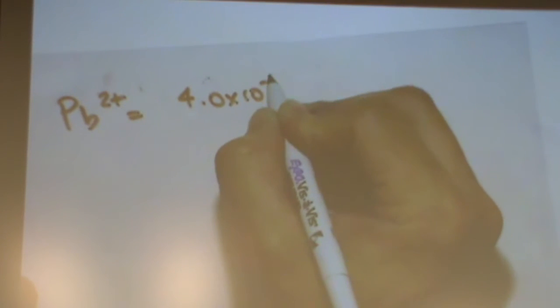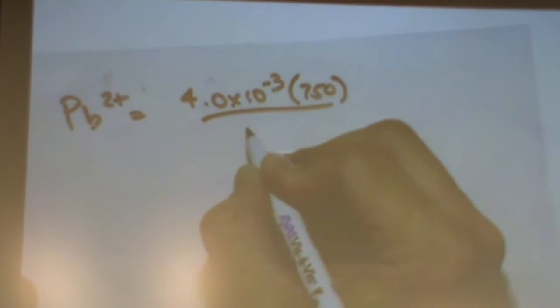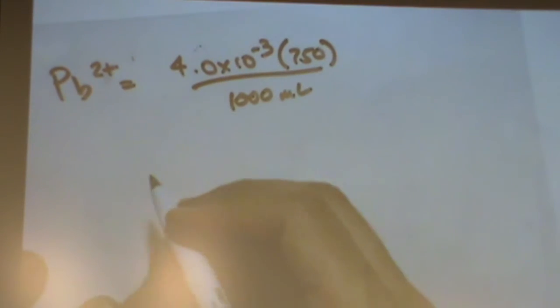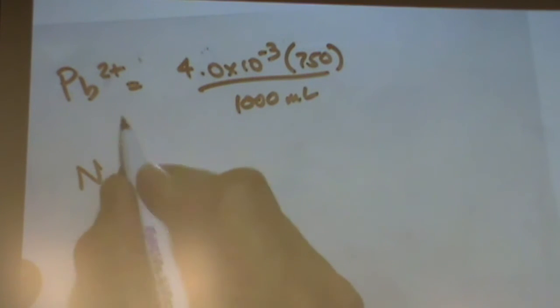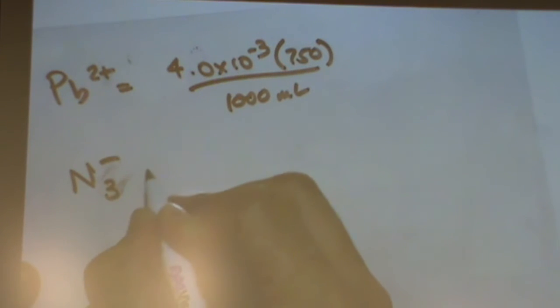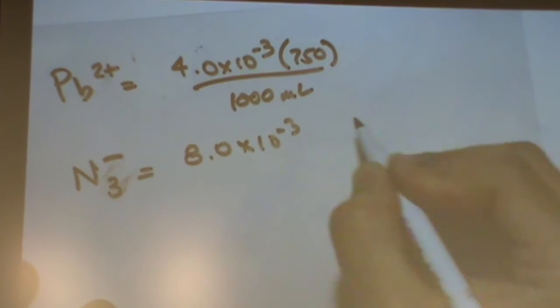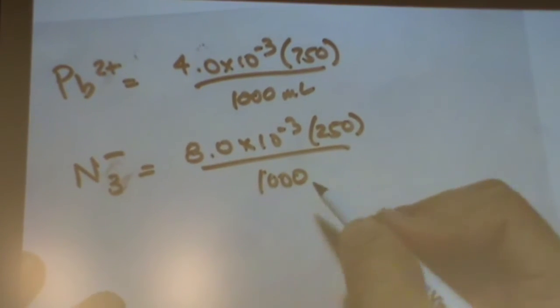Okay, so I've got the lead 2 plus. And the initial concentration is 4.0 times 10 to the minus 3. I have an initial volume of 750, and then my final volume is 250 plus 750, or 1,000. Is that okay? All right. And then I'll do the same thing for the azide, the N3 minus. Its initial concentration was 8.0 times 10 to the minus 3 times 250 initially, and divided by its total, which is 1,000. Is that okay? All right.